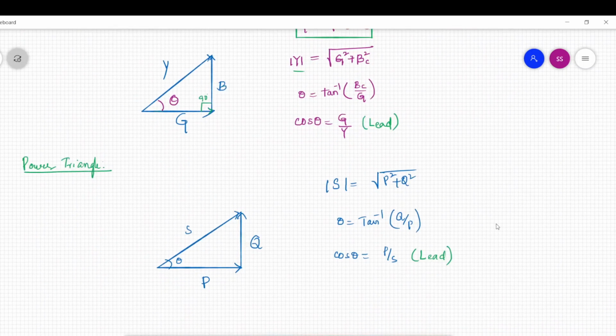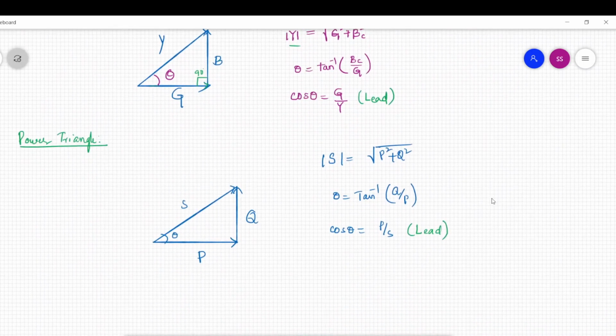Now let us see the power triangle. Here the power will be S equal to P plus jQ. P will be the base and Q will lead P by 90 degrees, and S is the sum of these two vectors. So the magnitude of S is the square root of P square plus Q square. Theta equals tan inverse of Q by P, and the power factor cos theta is P by S. So this is common for all the circuits.